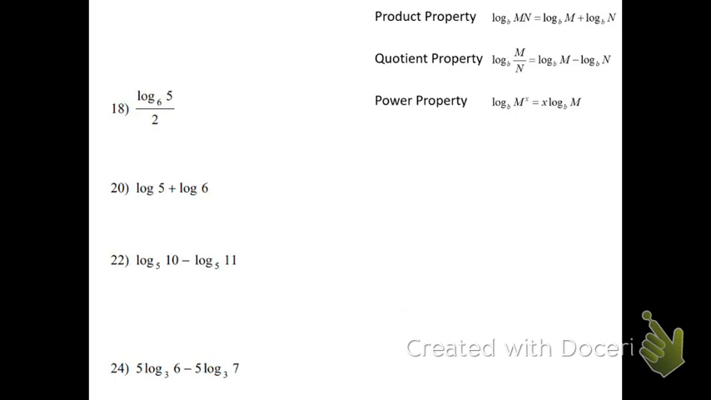Now, the next three problems are relatively easy since we've done problems just like that on the previous slide. So I'm going to skip on down to number 24. Okay. Now, this has two, count them, two coefficients here. So what I'm going to do first is move this one and move that one. So this would be log base 3 of 6 to the 5th minus log base 3 of 7 to the 5th.